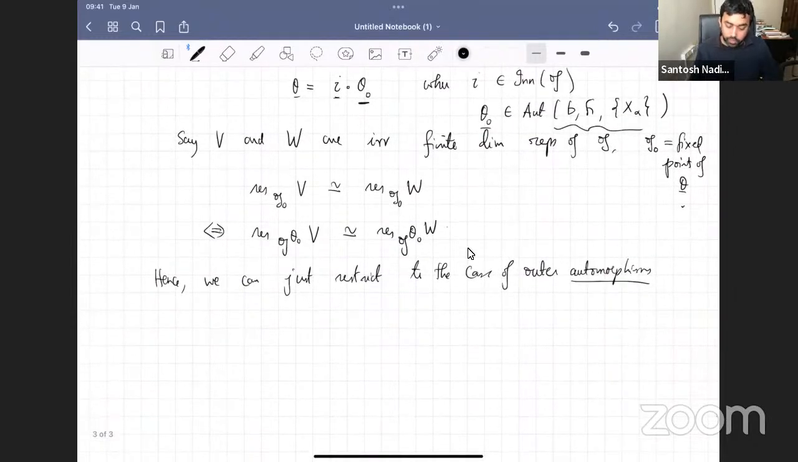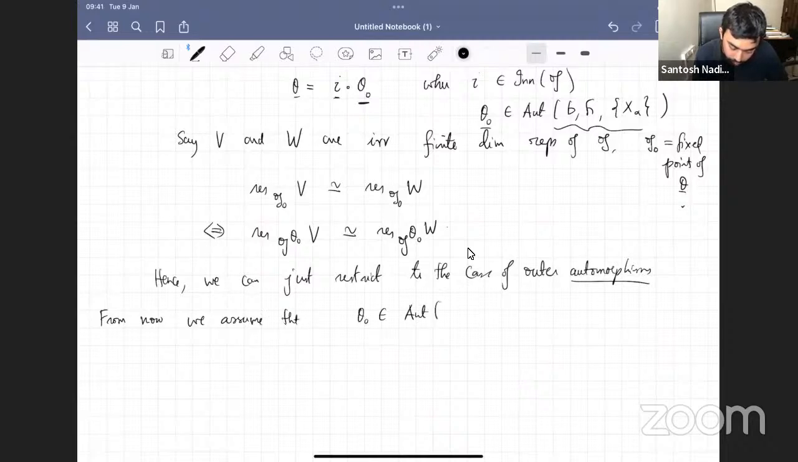So from now onwards, we assume that theta 0 is in the outer automorphism group of G with B, H, and X alphas. I'm using the usual root system notation, the usual Bourbaki kind of notation. So you get this theta 0.